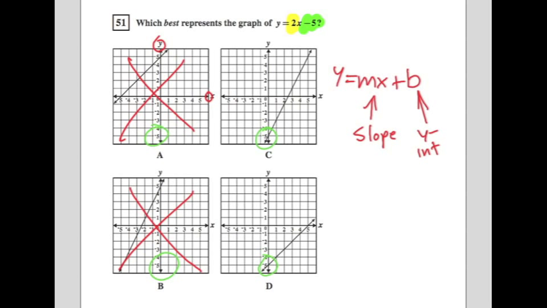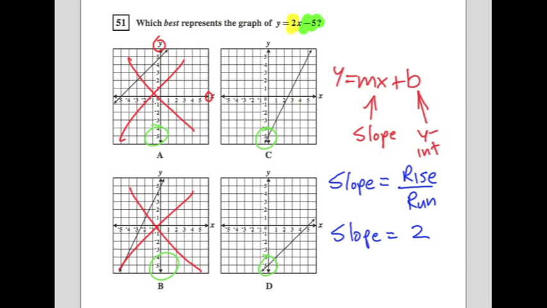So the slope is 2. Now what does it mean that the slope is 2? Well, earlier in the year, I taught you guys that slope is equal to rise over run, which means that when it rises or falls, that's the numerator, and when it goes right or left, that's the denominator. So the slope is equal to 2.